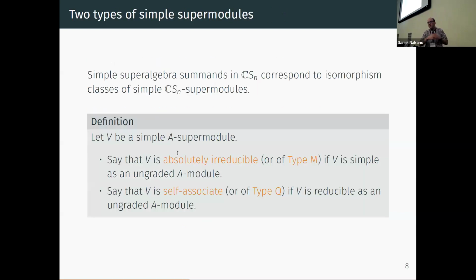Okay, and then in the classical Wedderburn-Artin theorem, the different simple superalgebras that showed up corresponded to isomorphism classes of irreducible modules. So these 2 flavors of simple superalgebras correspond to 2 flavors of irreducible modules. So we say that a simple module is absolutely irreducible or of type M if it remains simple as an ungraded module. If you forget the grading, it's still irreducible. And we say that a simple supermodule is self-associate or of type Q if, when you forget the Z2 grading, it is reducible.